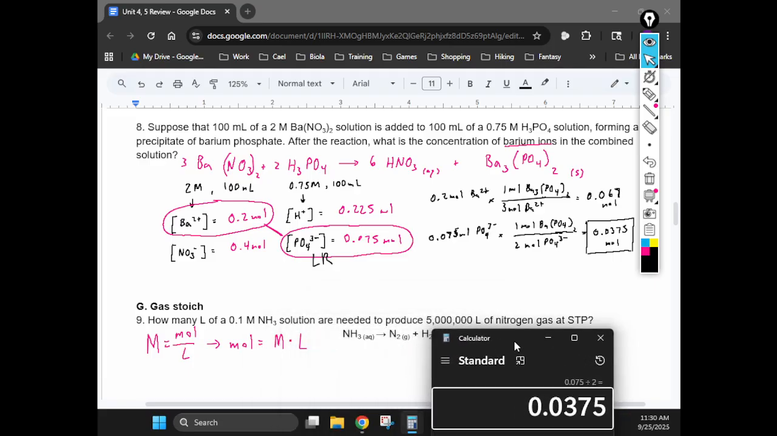Okay, now comes the hard part, because now we need to figure out how much barium is still left and did not get made. So what we have to do now is we take the amount we could have made using barium and subtract what we actually made. So what we're going to do is we're going to take our 0.067 minus 0.0375.